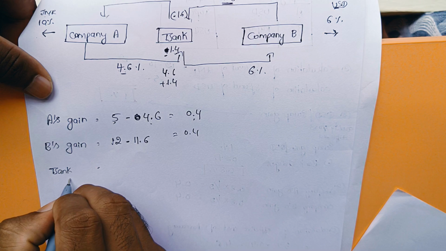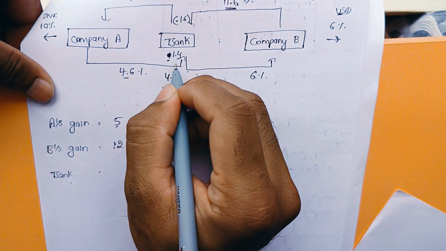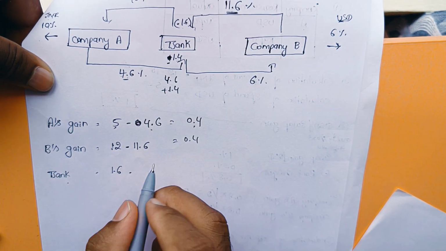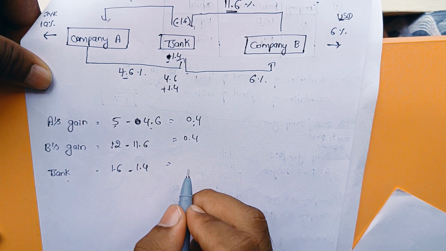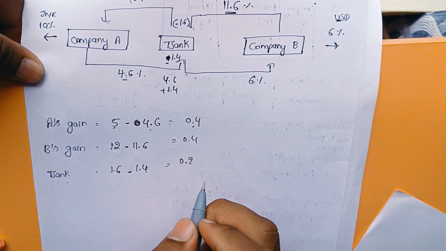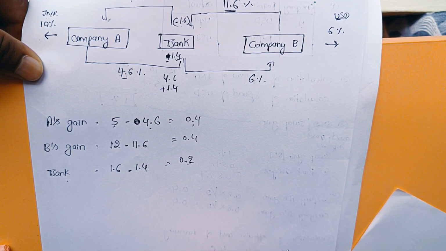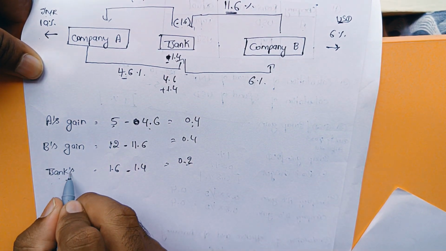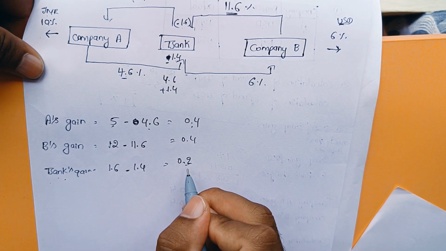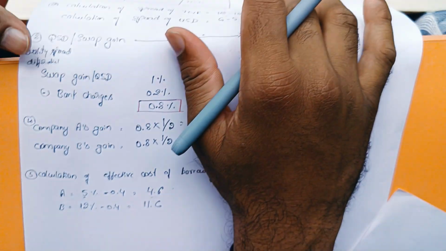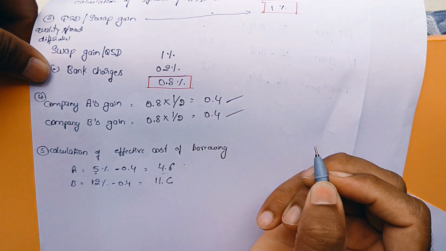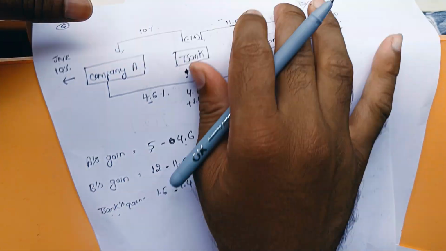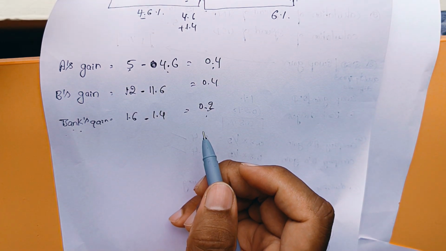Coming to the bank, what is the bank going to earn? The bank is receiving 1.6, but the bank is paying 1.4. What is the commission it got? 0.2. Done. Can you understand? Here A's gain is 0.4, B's gain is 0.4, and the bank's commission is 0.2. Thank you.